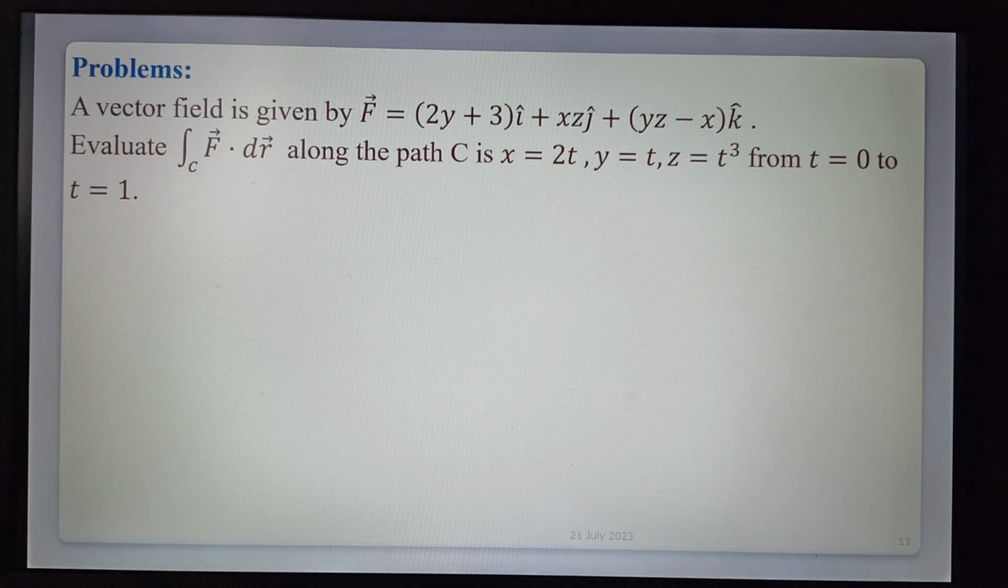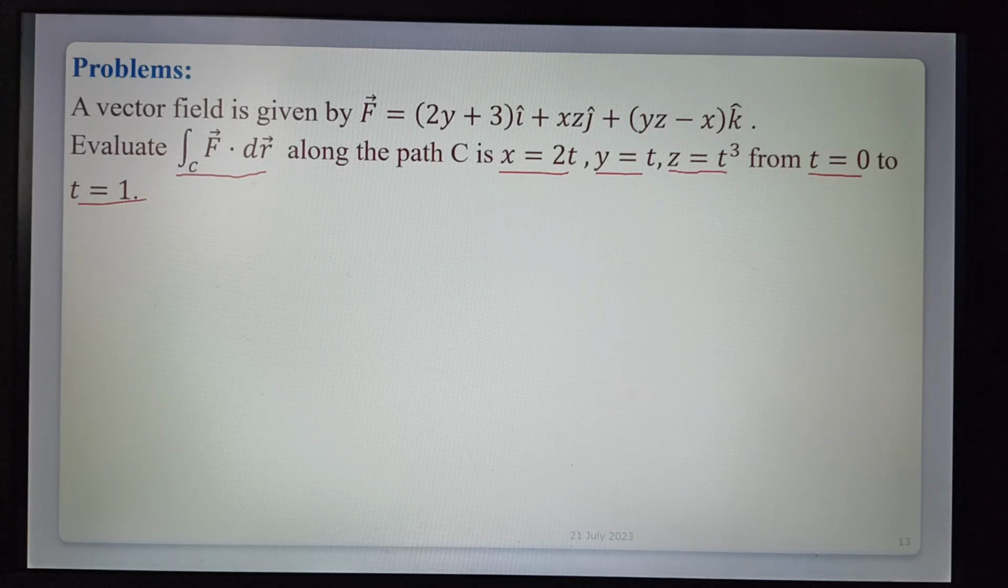A vector field is given by f bar is equal to (2y plus 3) i plus xz j plus (yz minus x) k. Evaluate the integral over c of f bar dot dr bar, that means the line integral of f bar along the path c, which is x is equal to t, y is equal to t, z is equal to t cube, from t is equal to 0 to 1. The given curve c is given directly in parametric form, with x, y, z in terms of t.